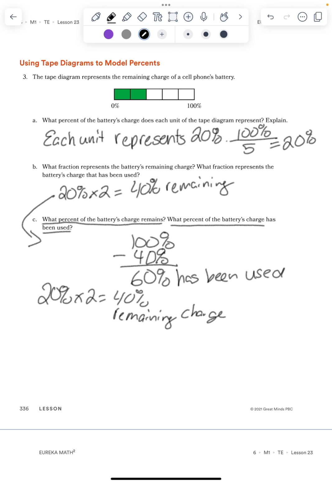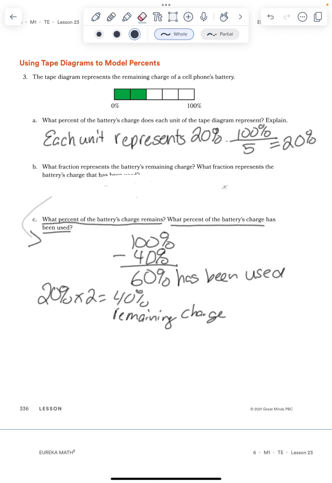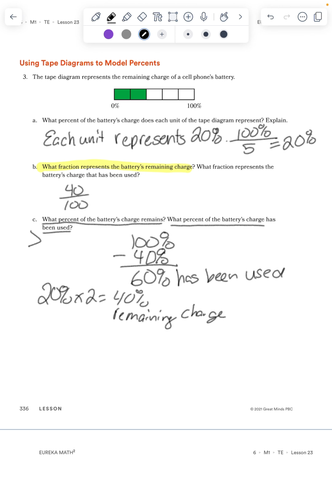I'm going to erase right here because this one is asking us for a fraction. It's asking us what fraction remains, right? So how can we write 40% as a fraction? 40 over 100, and we could divide them both by 10, and so we could write 4/10. This can also be reduced, so we could divide both of those by 2. And so 2/5 is what's remaining of the charge.